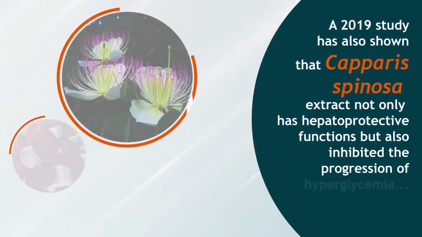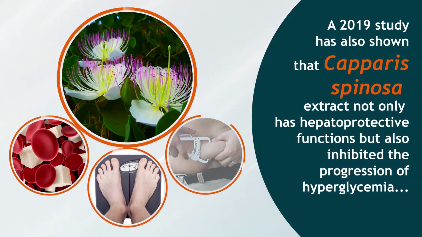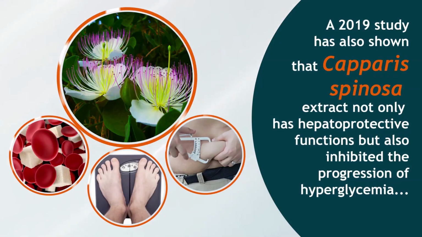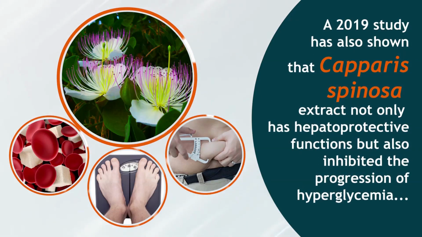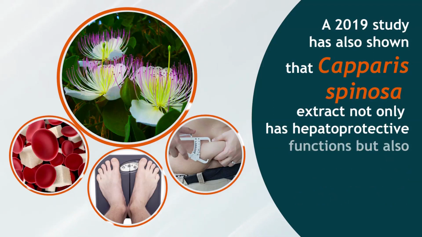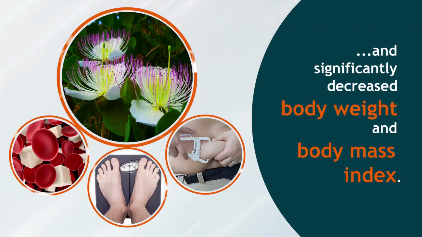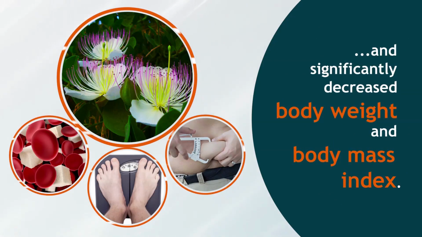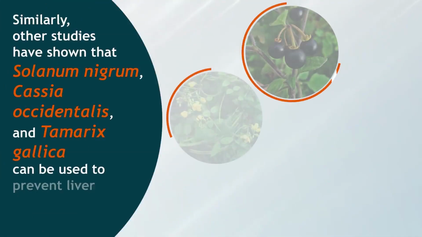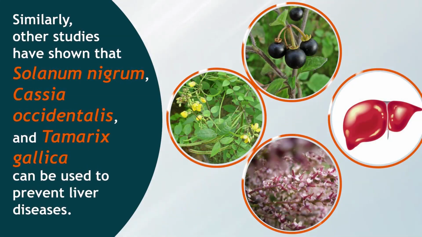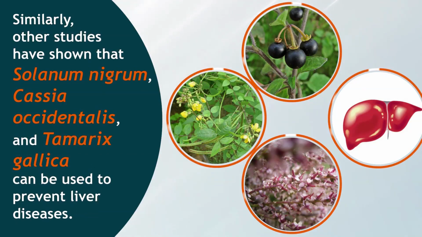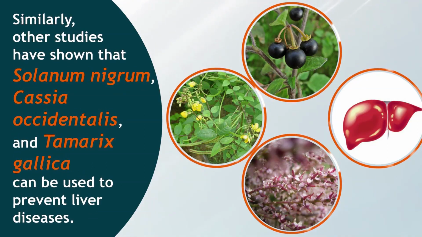A 2019 study has also shown that Capparis spinosa extract not only has hepatoprotective functions but also inhibited the progression of hyperglycemia and significantly decreased body weight and body mass index. Similarly, other studies have shown that Solanum nigrum, Cassia occidentalis, and Tamarix gallica can be used to prevent liver diseases.